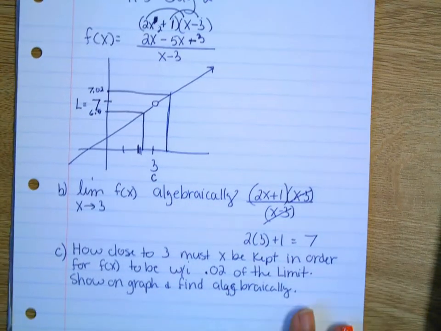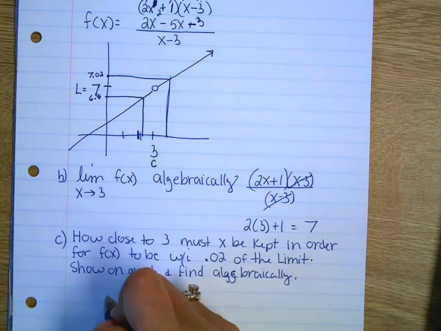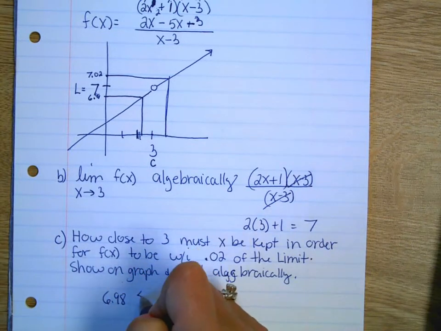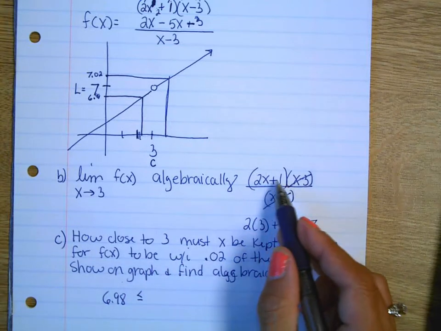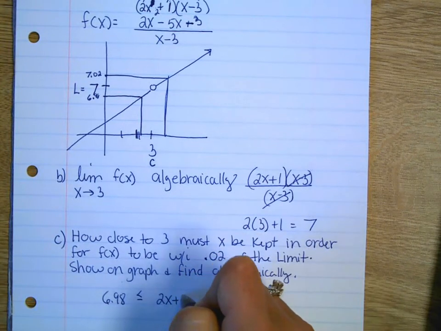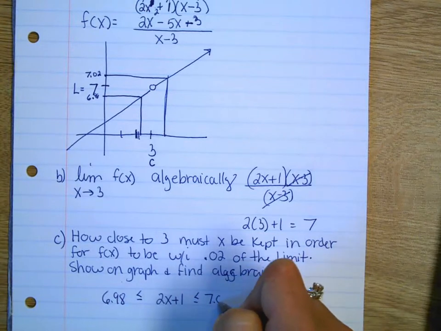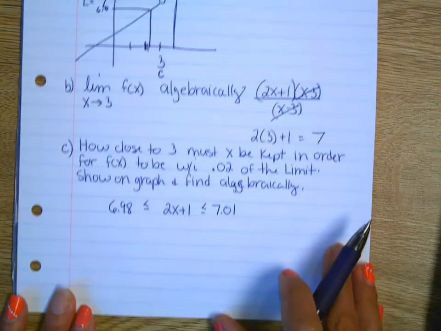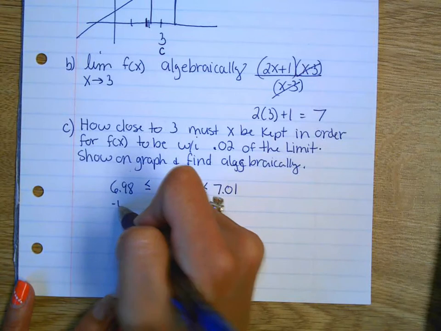So we're going to set up that triple inequality where I use the 6.98 is less than or equal to my function. And my function, after I factored it out, is the 2x plus 1, less than or equal to 7.01. And now it's just solving for x in the middle. So the first thing I'm going to do is subtract 1.